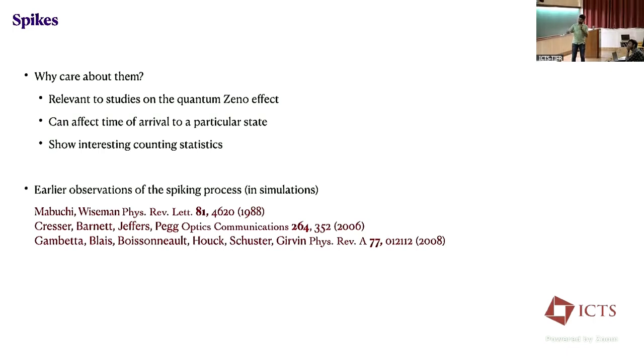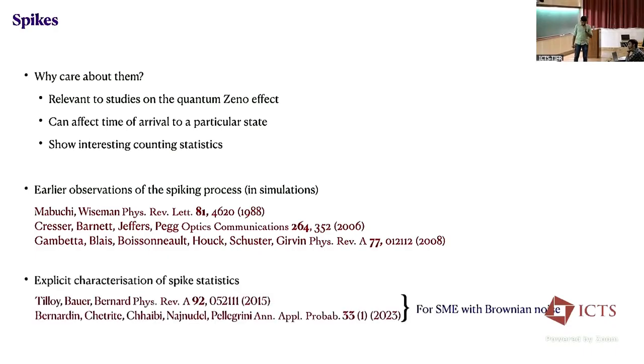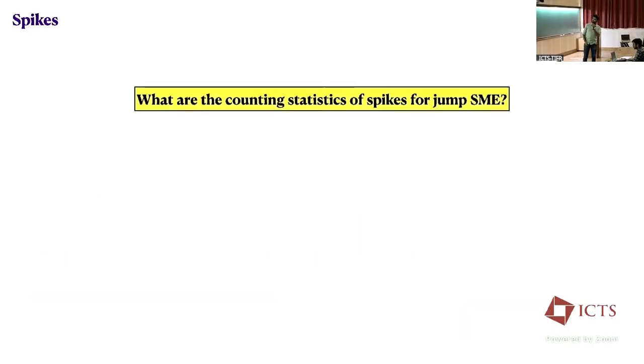So there have been observations of the spiking process exclusively in simulations, and these are all the bunch of papers that look into that. But the explicit characterization of spike statistics was done by these very interesting papers by Tello et al. and Bernardin et al., which rigorously established, for stochastic master equations with Brownian noise, which is very different from the master equations I just showed you, which had jump terms, that the heights of these spikes follow a Poisson process with some kind of model-agnostic law. So I'll just explain that.